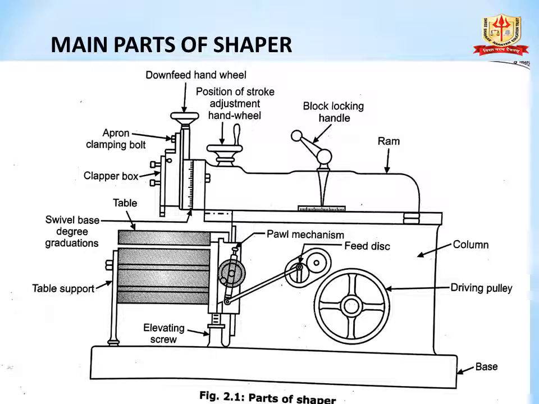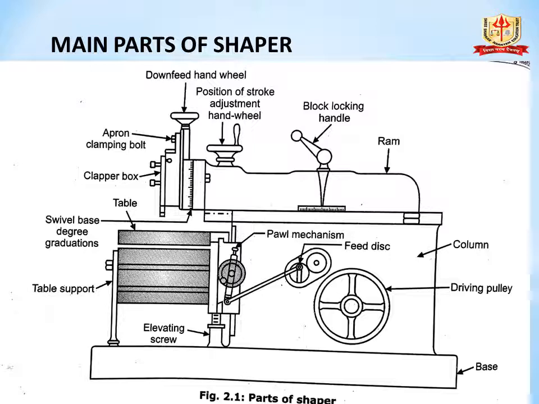Second part is column. Column mounted on the base is a box-like structure made by casting process. It houses the mechanism for ram movement. For the easy movement of ram, guideways are provided on the top of the column. Column also has guideways on front face for the crossrail to move upward and downward.